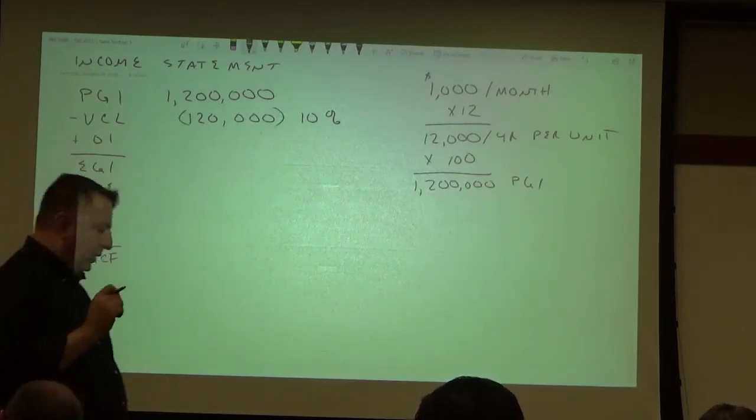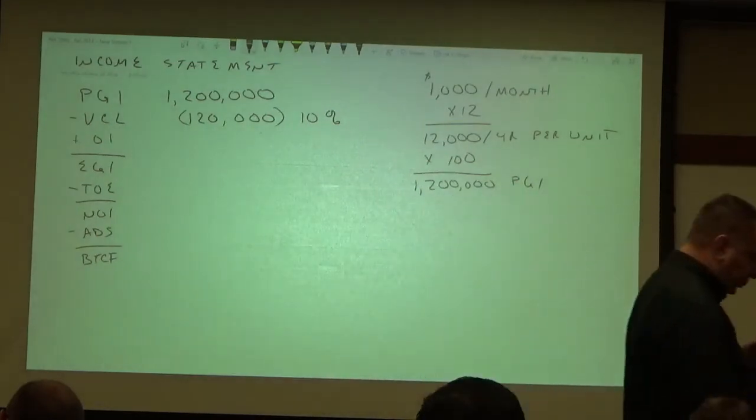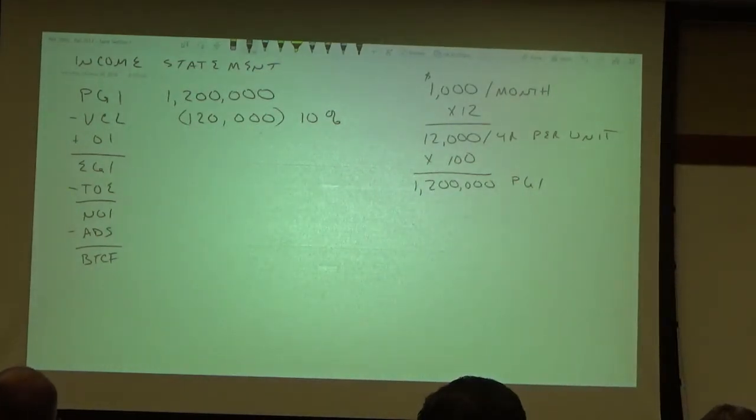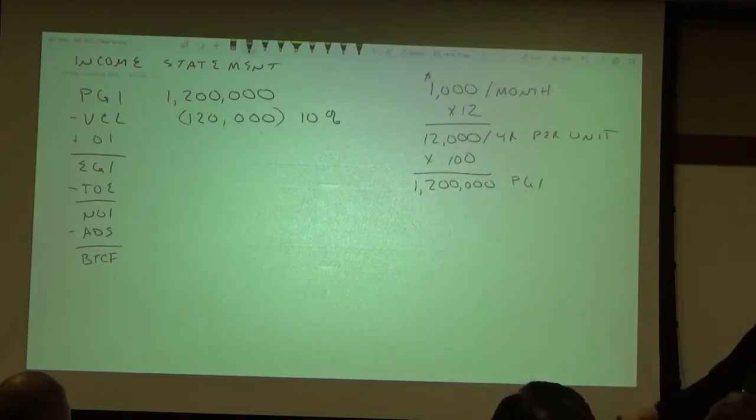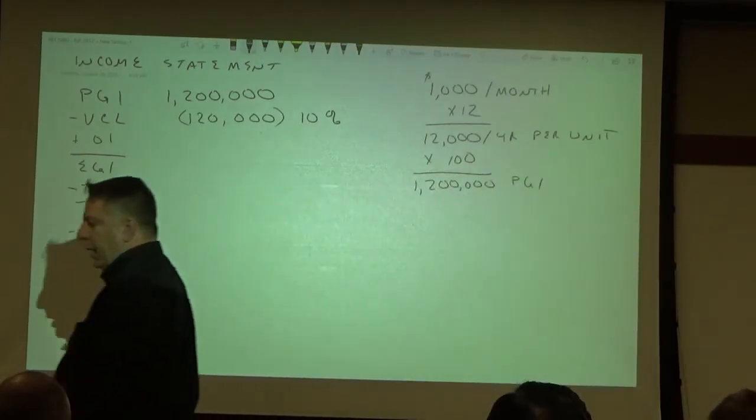Now, once again, I just implicitly said what the difference is between the vacancy and the collection loss. A vacancy is simply where the unit is empty, therefore there's no rent coming in, whereas a collection loss is where you actually maybe have someone in the unit, but they're not paying rent. They're deadbeat tenants, exactly.